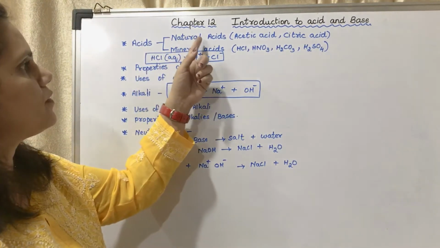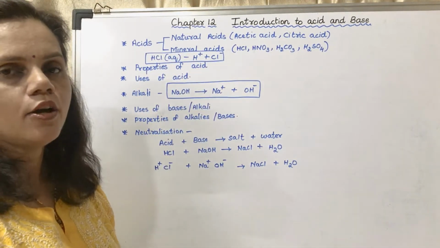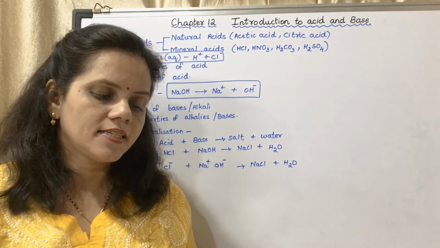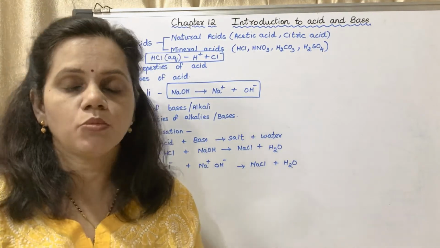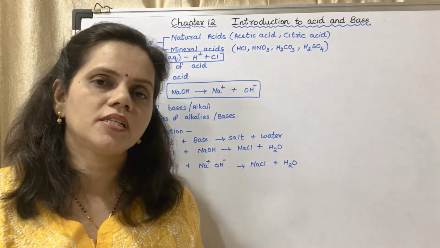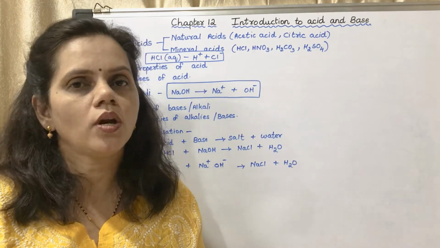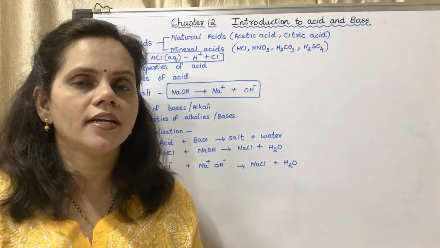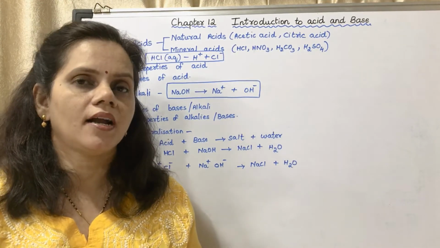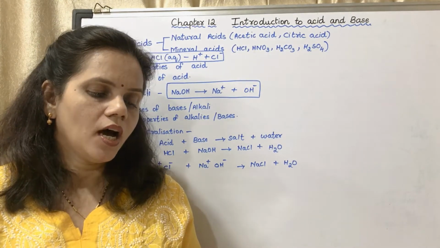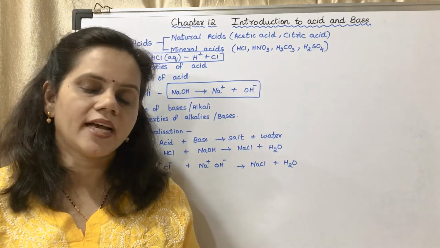There are two types of acids, natural acids and mineral acids. Hydrochloric acid, nitric acid, sulfuric acid, carbonic acid, these are examples of mineral acids. Carbonic acid is used in cold aerated drinks, that means cold drinks like Thumbs Up, Pepsi, have carbonic acid in them.